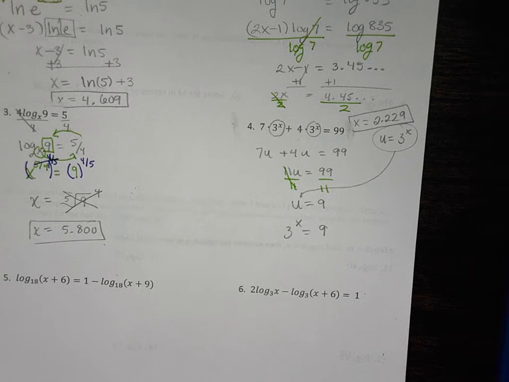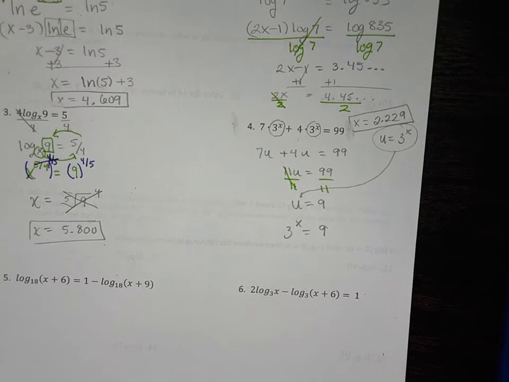I had a few kids say that in my morning class too, well, I could just look at it and know it's going to be a 2. Yes, when they're easy and you can get them to the same base, do it. But say that 9 was a 12. Could you get 12 to a base of 3? Would you then have to do log of both sides? So know when you can and when you can't, when you don't have to.